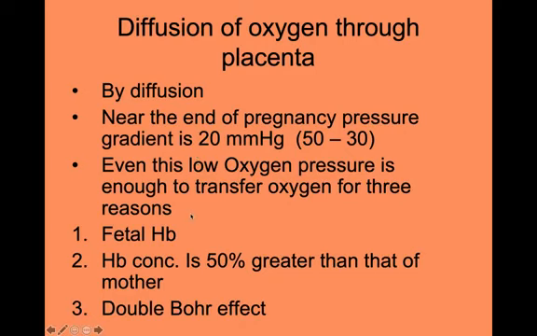Even despite this very low difference in the partial pressure of oxygen across the membrane, there is still a very effective transport of oxygen. So how does this effective transport of oxygen take place through the placenta? There are basically three characteristics. One is the fetal hemoglobin.